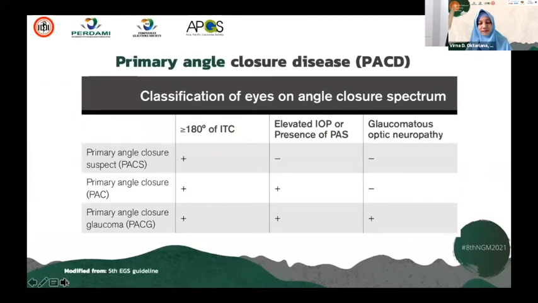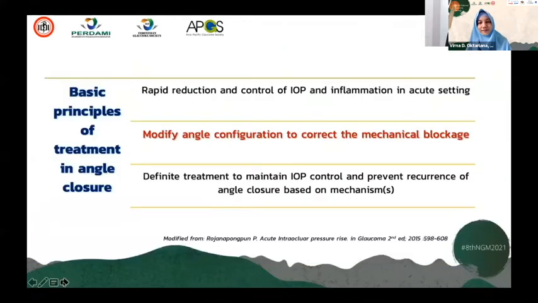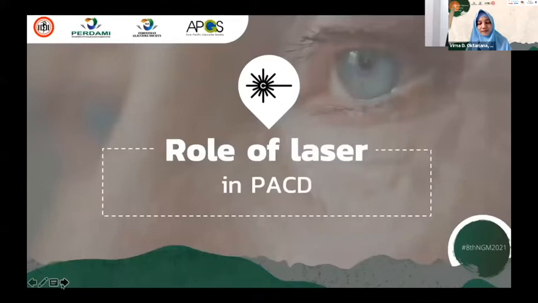Primary angle closure can be classified into three groups: PACS, PAC, or PACG, as we have already recognized. By the way, the mechanism has to be mentioned in the beginning, because the angle closure mechanism can be pupillary block or non-pupillary block. But pupillary block is the most common. After it has been eradicated, it can be mixed. So the basic principle of treatment in angle closure is to modify the angle configuration to correct the mechanical blockage. This is the first thing that we should do.